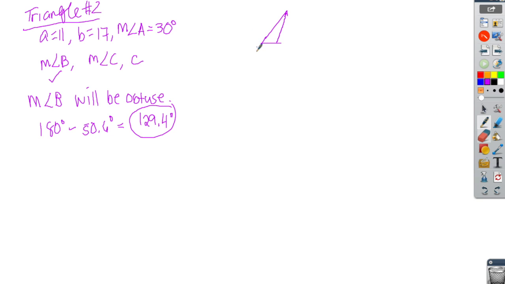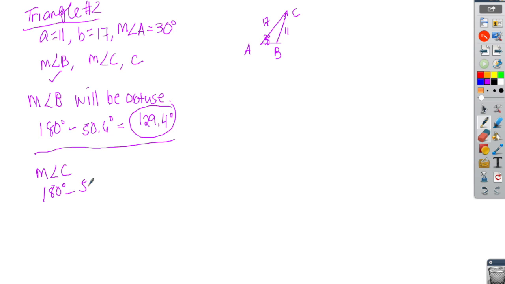Let's label the information we have. This will remain A, B, and C, where A measures 30 degrees, side B is 17, and side A here is 11. Now that we've found the measure for angle B, we can locate and identify the measure for angle C. Again, from 180 degrees, it's the triangle, that's the total measure.